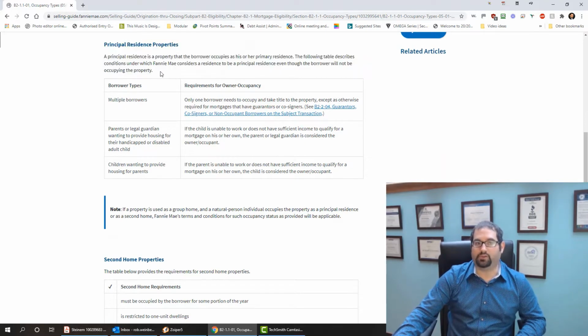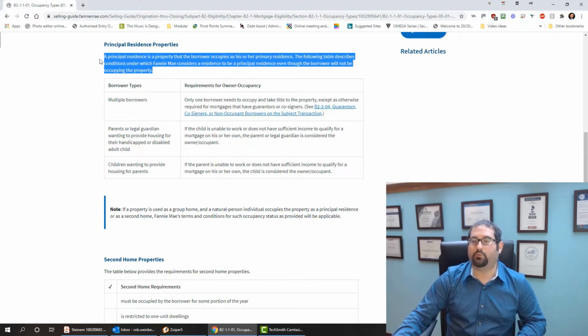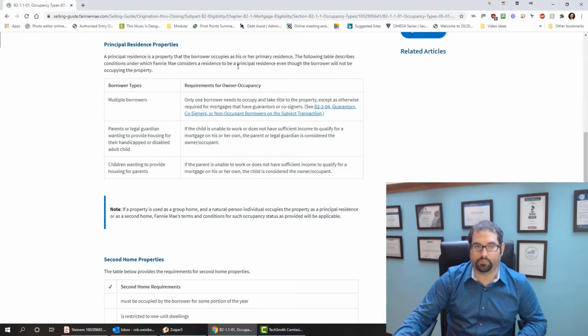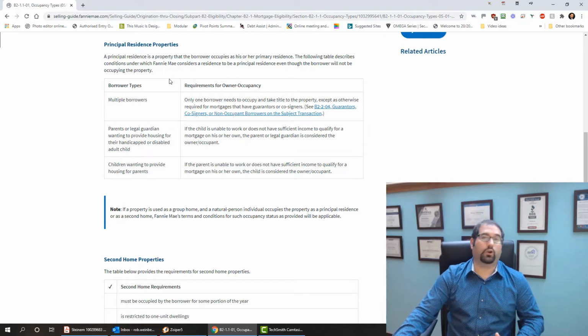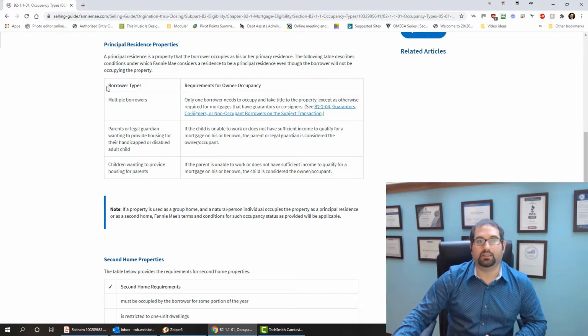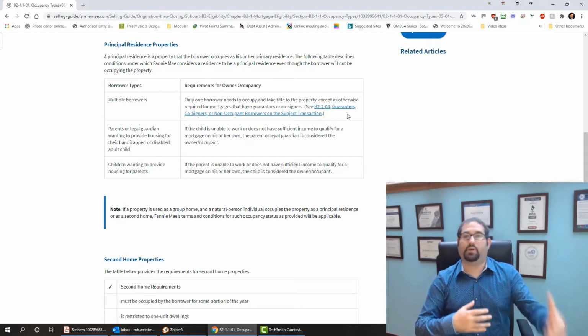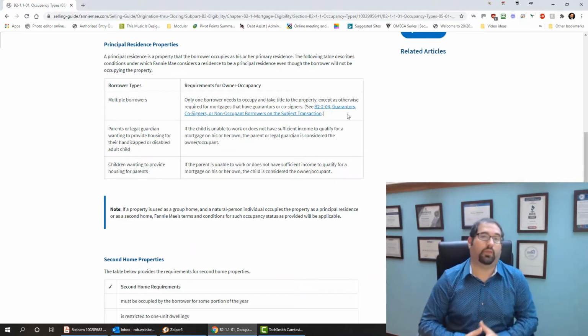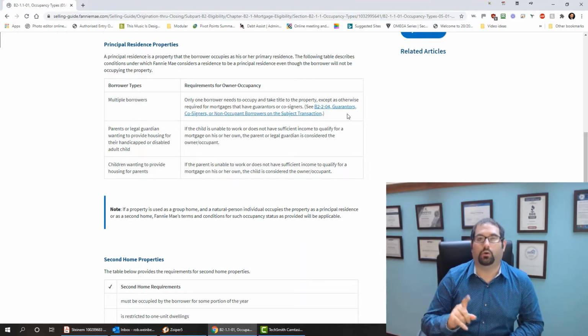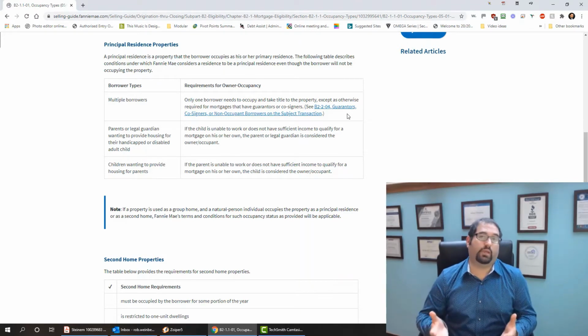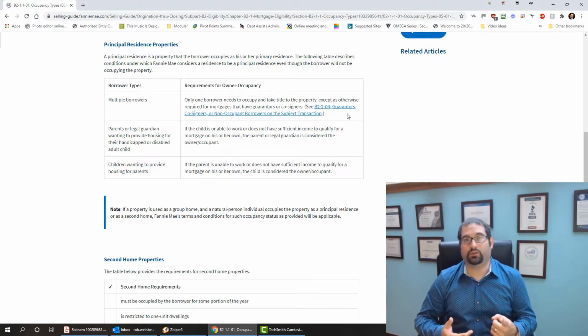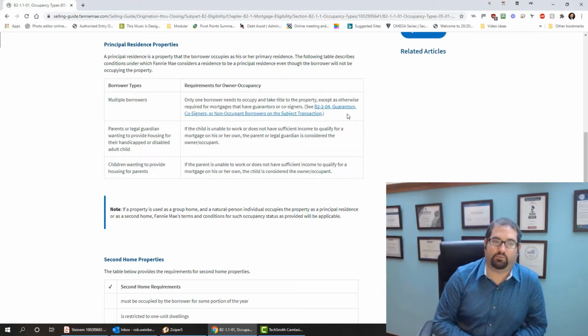First of all, primary residence or principal residence is a property the borrower occupies as their primary home. There are certain circumstances, though, where you may be a borrower on a primary residence mortgage and you are not living in the home as your primary. Let me explain this to you. So first of all, if there's multiple borrowers, so it's you and somebody else, maybe even 3 or 4 people applying for a mortgage, only one borrower needs to occupy and take title of the property in order for it to be determined as a primary residence. So if you have 3 people applying for a loan and only one of them is going to live there, that's okay. It can still be treated as a primary residence.